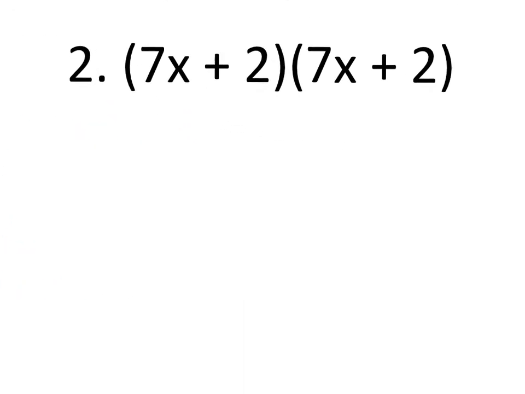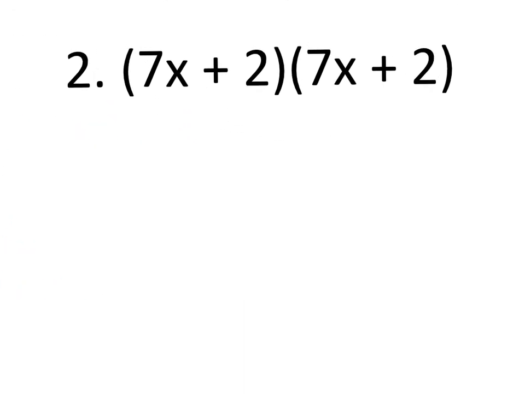Now, in example number 2, this is still going to be a perfect square, because I have the same thing written twice, I just didn't write it as 7x plus 2 squared. But this is still going to be, I'm going to go ahead and put down perfect square, and it's going to be a sum because it's addition. All right, so if you've got two of the same, it doesn't matter if we write it with an exponent of 2 or write it out twice. These are going to be the same thing. They're going to be perfect squares.